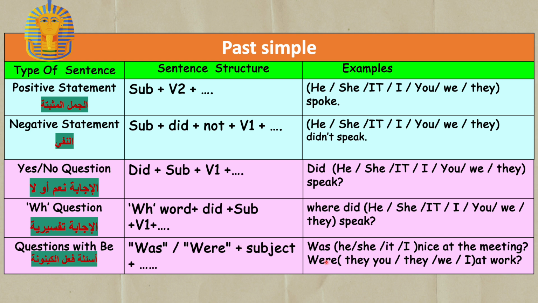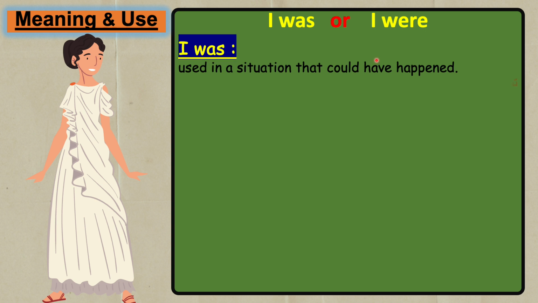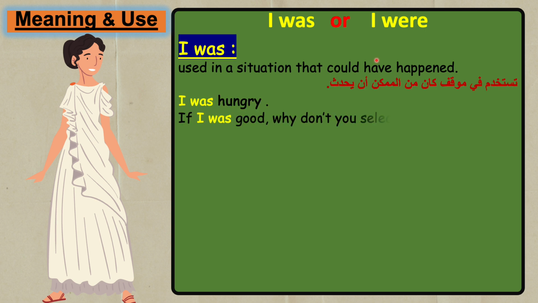Was or were. We have to note here that we can use I with was and I with were. So, I was or I were. When the subject of the sentence is I, we use was. I was hungry. I was good. Why don't you select me?